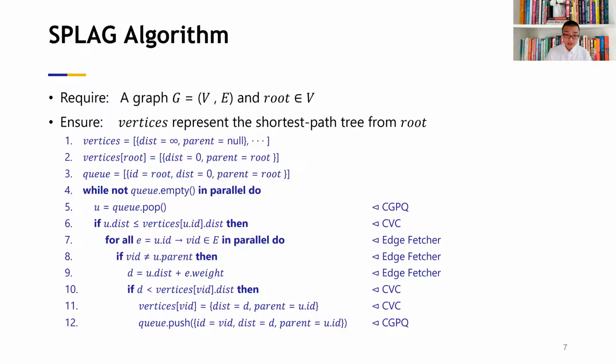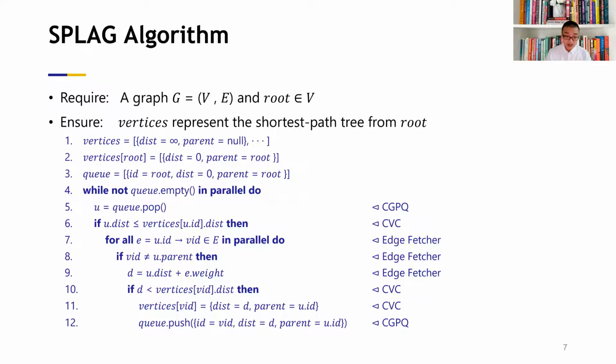The Splat Accelerator consists of 3 components: the coarse-grained priority queue, or CGP-queue, the customized vertex cache, or CVC, and the edge fetcher. The CGP-queue handles the push and pop operations. The edge fetcher traverses the neighbors and computes the new tentative distances. The CVC handles 2 different operations. The operation shown in line 6 is read-only, which filters vertices with stale values when popped from the queue. We'll call this operation CVC filtering. It receives inputs from the CGP queue and sends the output to the edge fetcher.